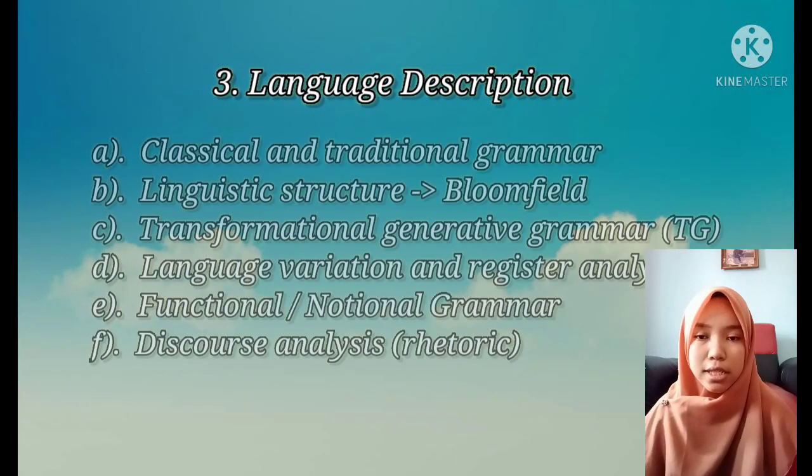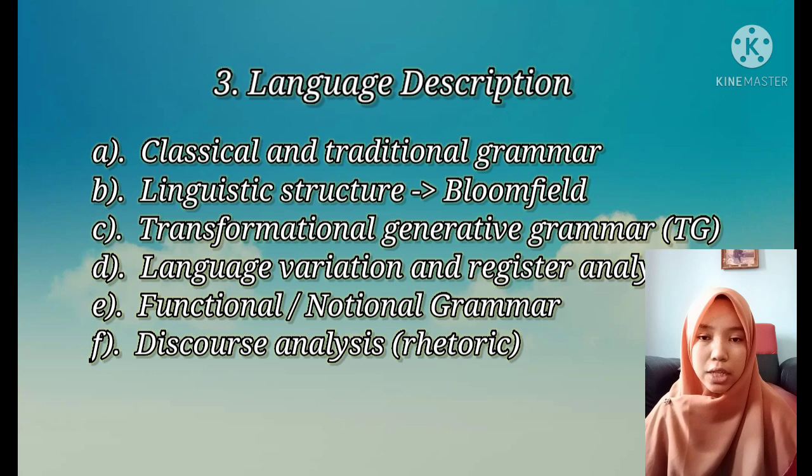The third is language description. In language description, there are 6 points about it. The first is classical and traditional grammar. Second, linguistic structure from Bloomfield. C. Transformational generative grammar or TG. D. Language variation and register analysis. 5. Functional or notional grammar. And the last is discourse analysis or rhetoric.